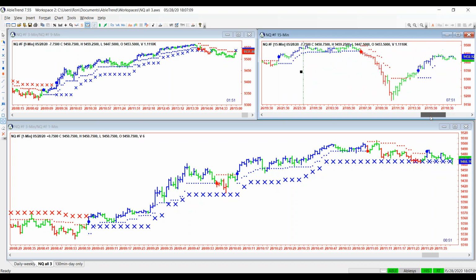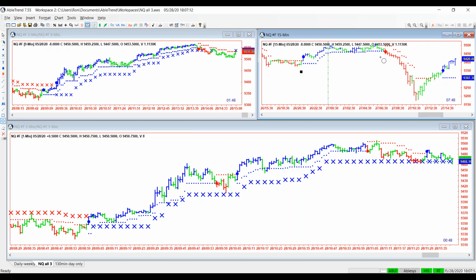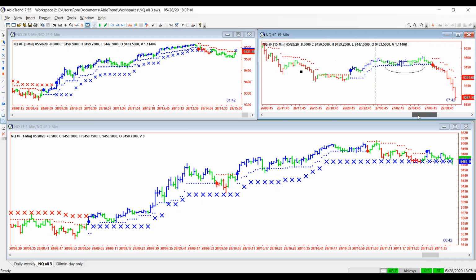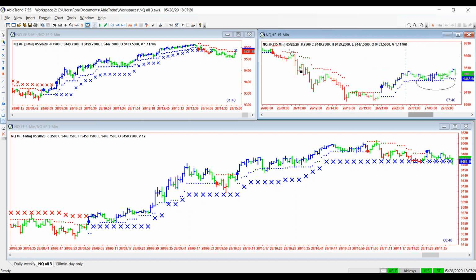I'm not looking for where to get in or out. I'm just looking for where the bigger trend is. Look over here, overnight. Look how it hit those dots and stopped. That's what I call smooth. When it goes right to the dots and stops, it's beautiful. That's beautiful information. And that's exclusive to AbleTrend.